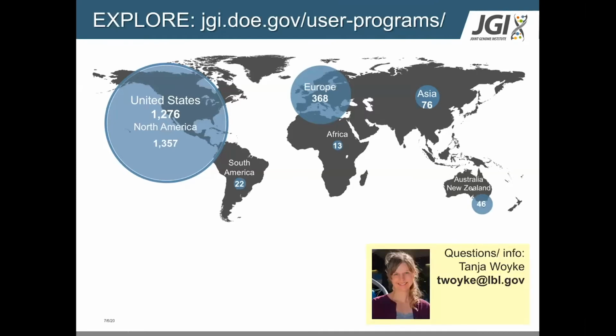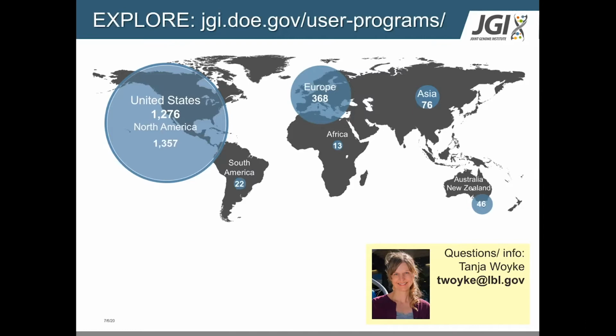And if you have any questions about any of these user programs, please contact Tanya Woike. I have her email provided here below. She's serving as our interim deputy director for user programs, and she'll be very happy to chat with you about any questions that you might have about submitting a proposal to one of our user programs.